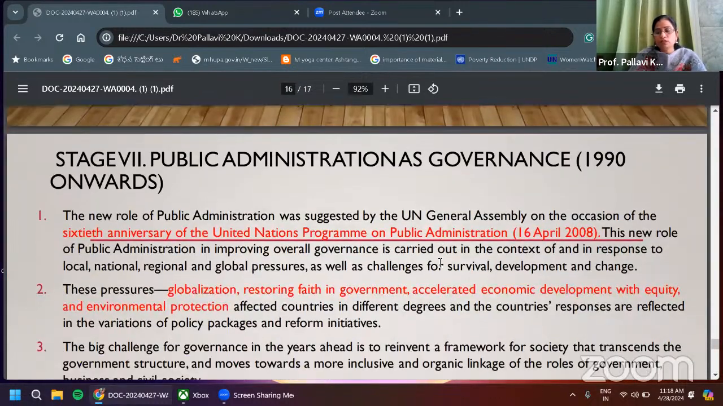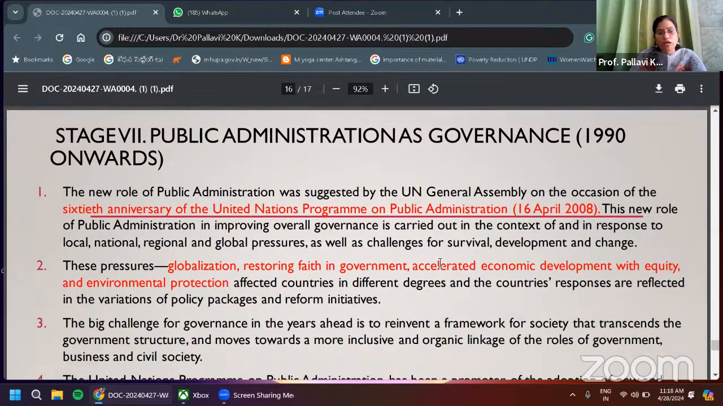And the last one is public administration as governance.